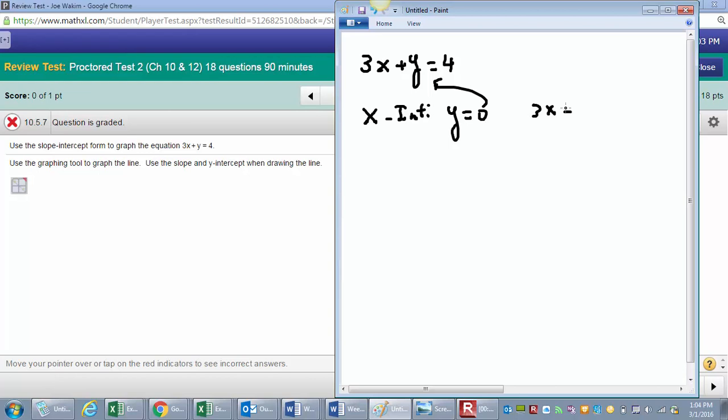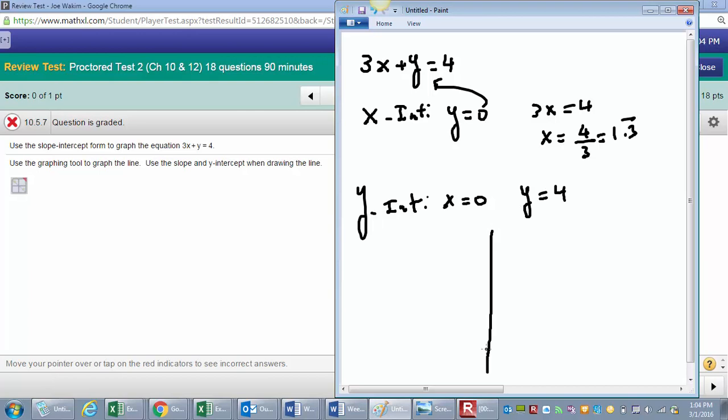You end up with 3x equals 4. Divide both sides by 3. x would be 4 over 3, which is 1.3 bar. To find the y-intercept, all you need to do is put x equals 0 in the given equation, then y would be 4. And now all you have to do is graph the 2 points, and that'll be done.